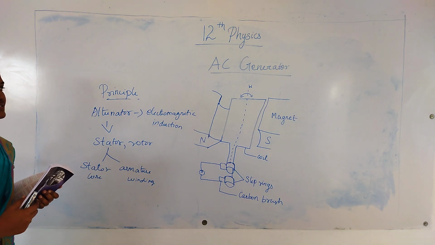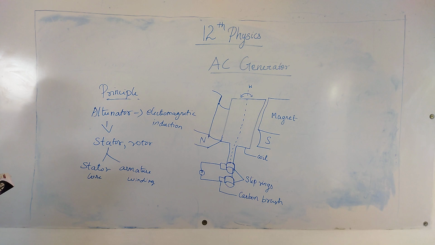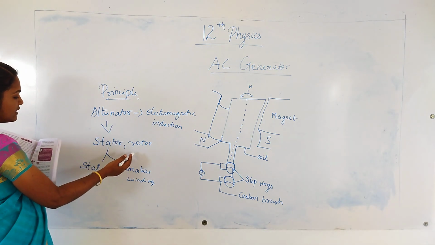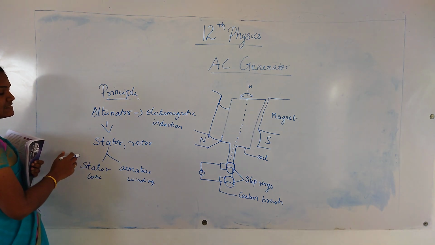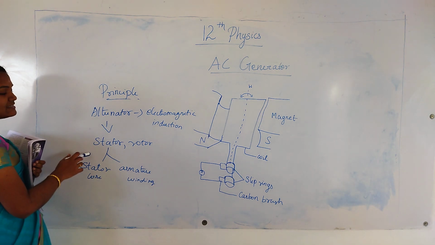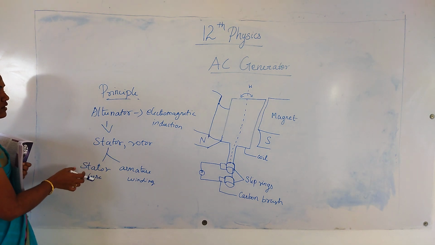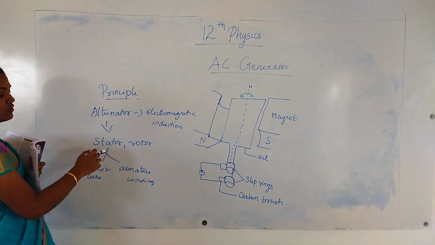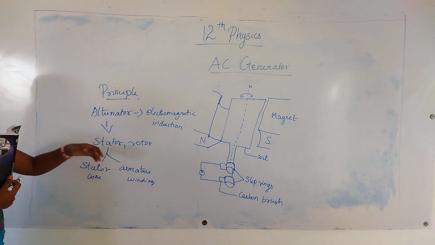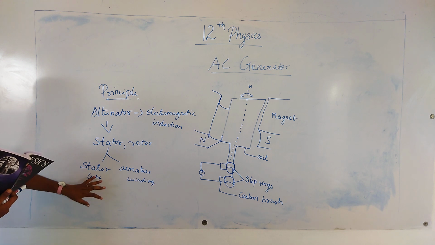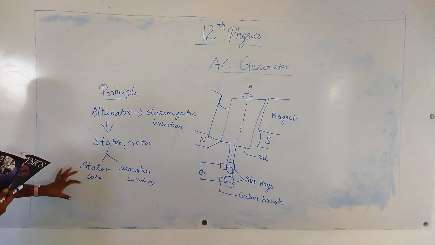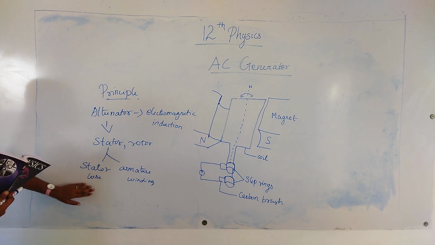Then we see about the construction of the AC generator. The alternator consists of two major parts: stator and rotor. The stator is the stationary part. The rotor is present inside the stator, and only then it will rotate. The stator consists of two parts: stator core and armature winding. These two parts are made up of steel or iron alloy.